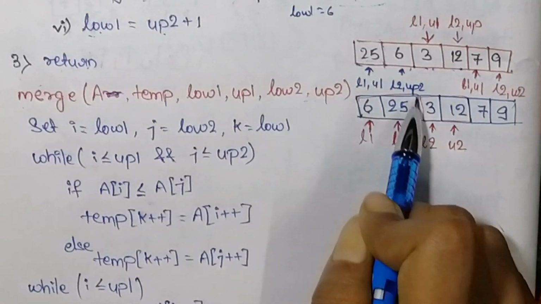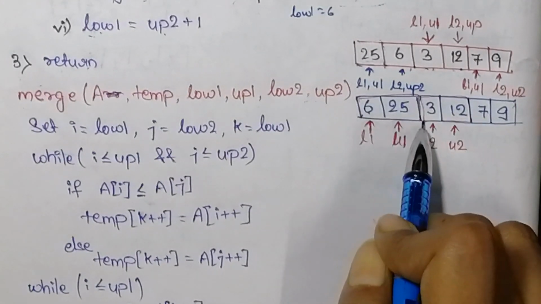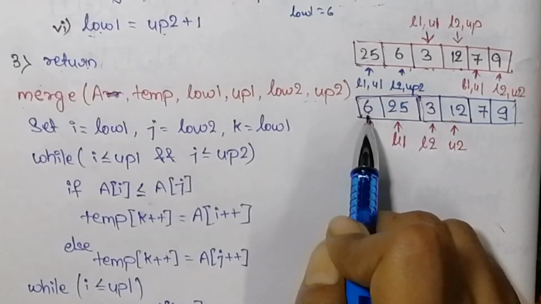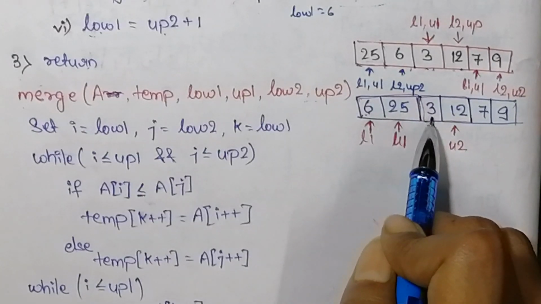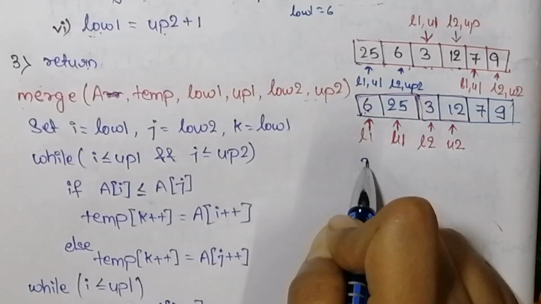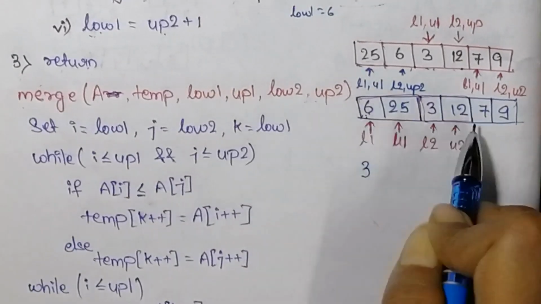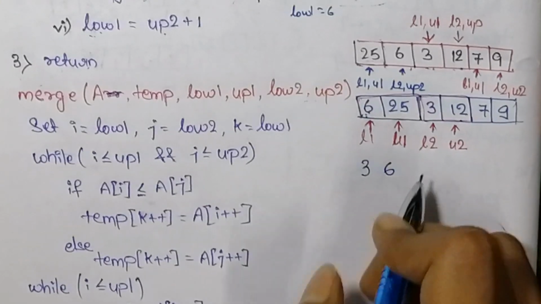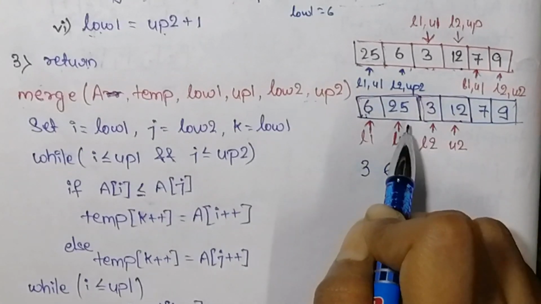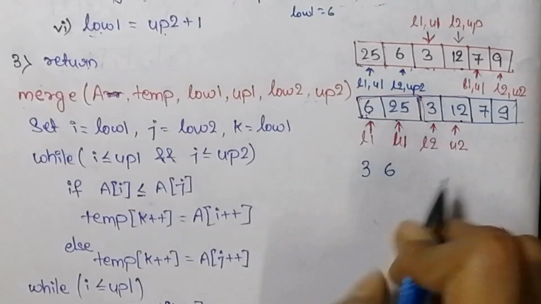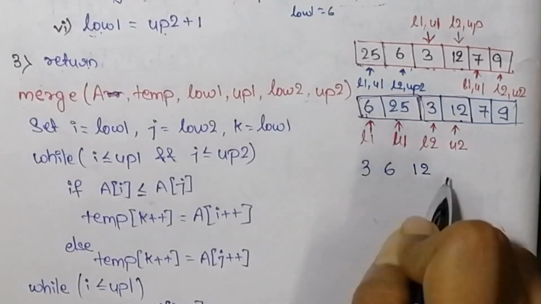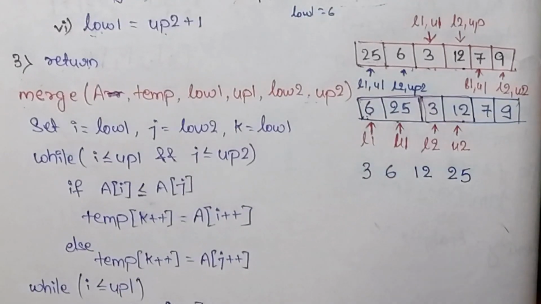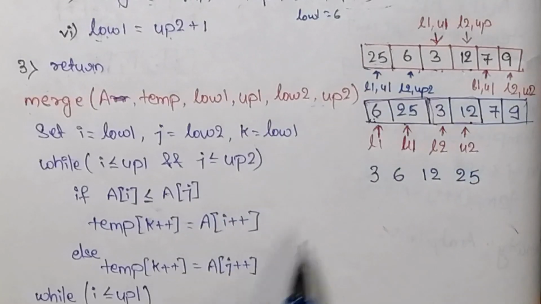So the first element of this array will be compared with the first element of this array. So 6 will be compared with 3. As 3 is smaller, it is stored in the beginning. Then 6 will be compared with 12. 6 is smaller, so it will be stored. Then comparison will be between 25 and 12. As 12 is smaller, it will be stored, and in the last 25 will be stored. So this is the function of this block.